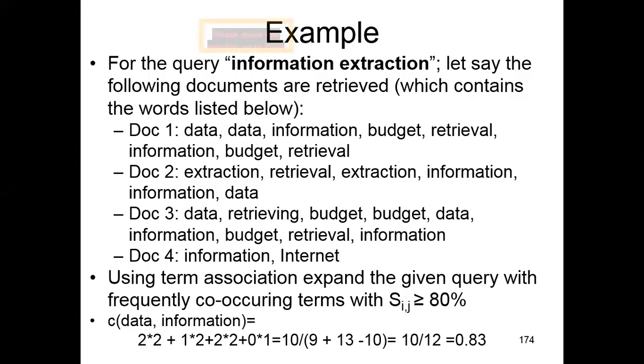So we are dividing 10 over 12. 9 plus 13 is 22, minus 10 is 12. So 10 over 12 will give us their frequency of co-occurrence, which is 0.83. So the frequency of co-occurrence of data and information is 0.83.